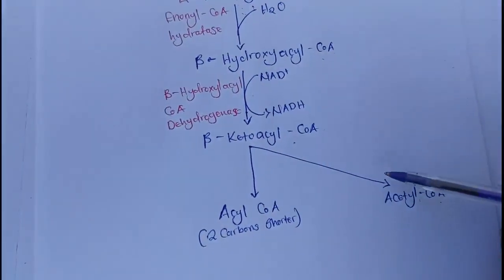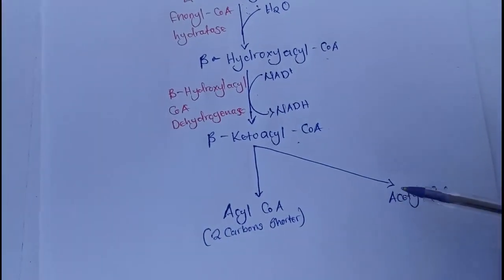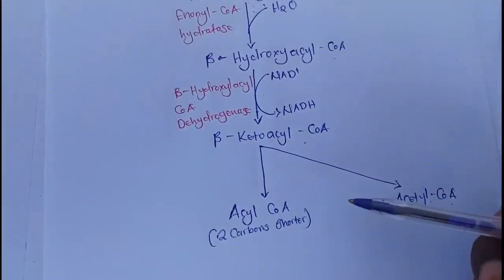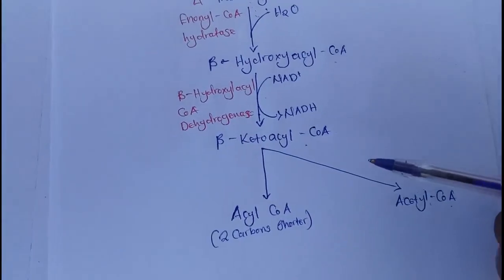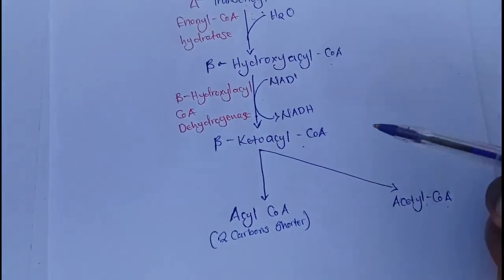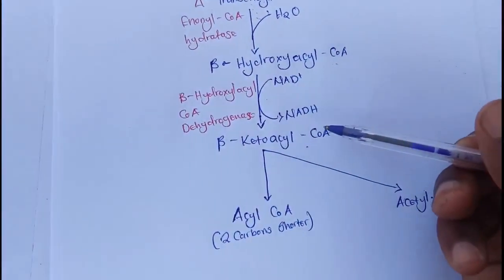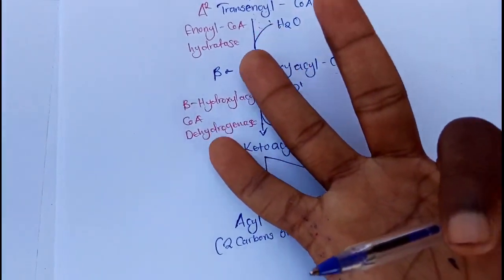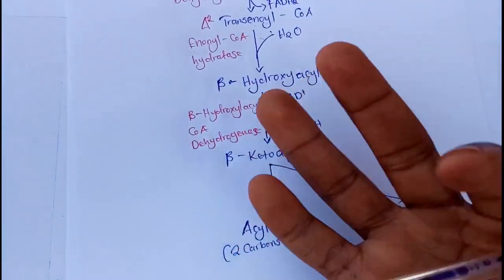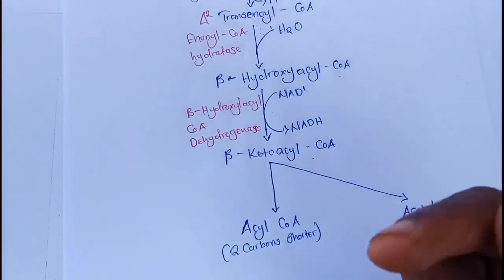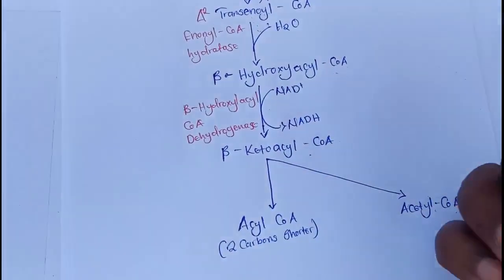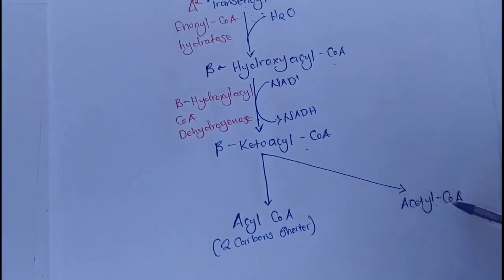So the acetyl CoA that is being cleaved off is going into the Krebs cycle for production of energy. In the Krebs cycle, what we will produce is simply three what? We will produce 3 NADH molecules, 1 FADH, and 1 GTP, which is equivalent to 1 ATP. That is where the acetyl CoA will go.